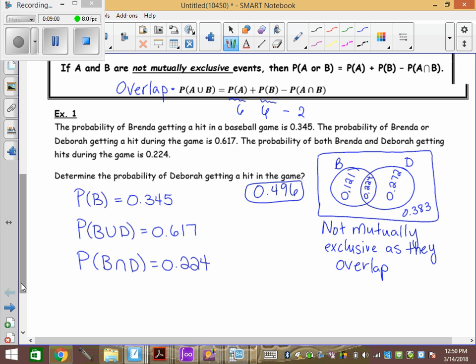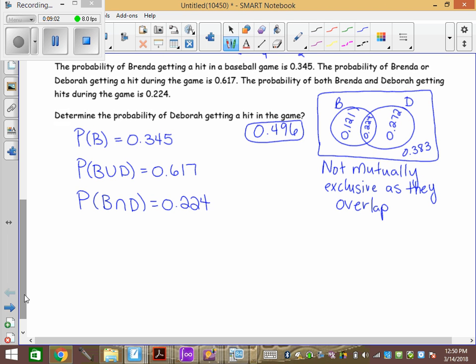So we're going to try with the formula. We know because there's overlap, which formula are we using? Not mutually exclusive. So we rewrite our not mutually exclusive formula. And we can use this formula as long as we're only missing one thing. So we have A or B equals the probability of A plus the probability of B minus the overlap. Let's see if we get the same answer.